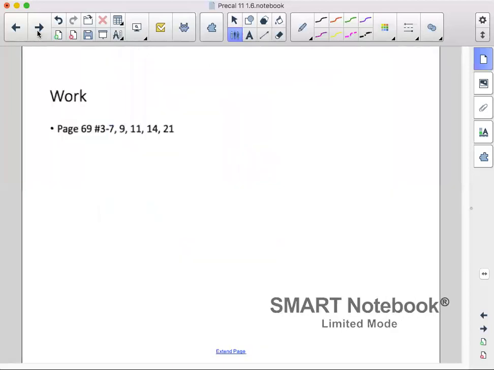Now practice for this section can be found on page 69, numbers 3 to 7, 9, 11, 14, and 21.